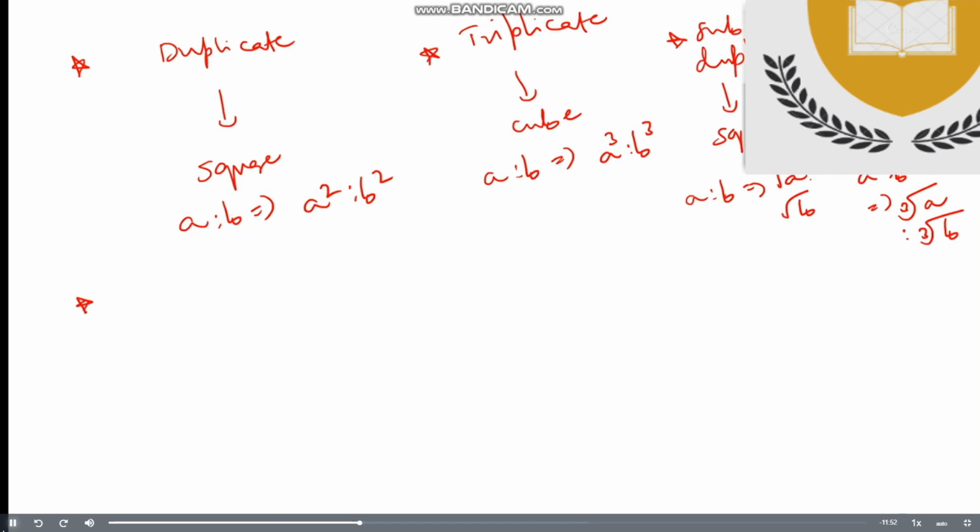Then again a few more points. Inverse of a ratio. Suppose the ratio is x by y. Inverse is y by x.